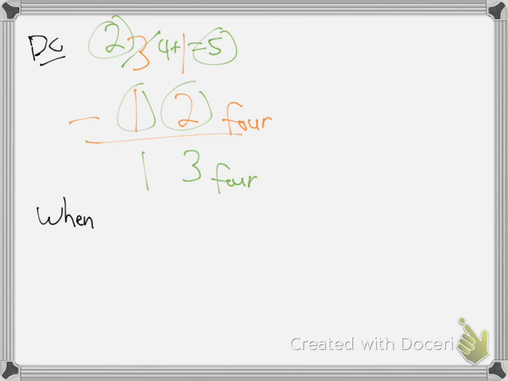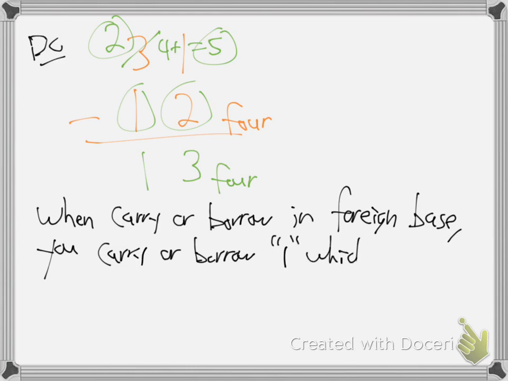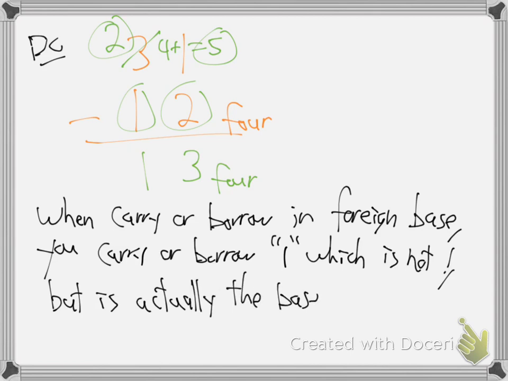So when you carry or borrow in a foreign base, you carry or borrow one which is not one, but is actually the base amount. So that's the key to what we're talking about. When you carry or borrow one, it's not really one. Just like you'll tell kids that one's not one, it's 10. It's 10 when you carry or borrow, because 10 is the base system we use. So when you're doing it in another base, it's the same deal. The carry or borrow is the base amount. It's actually the base amount.